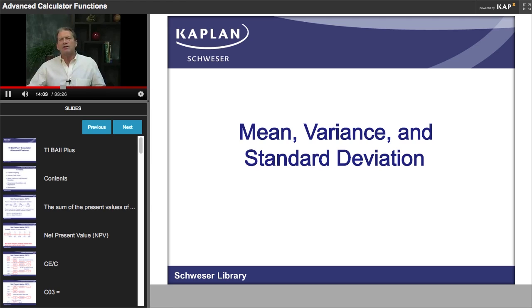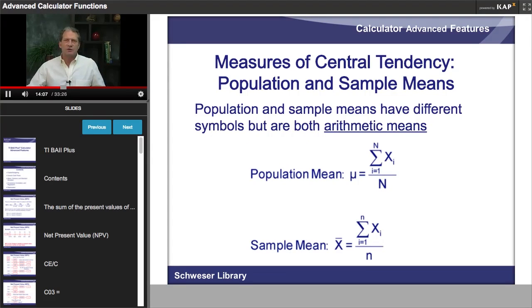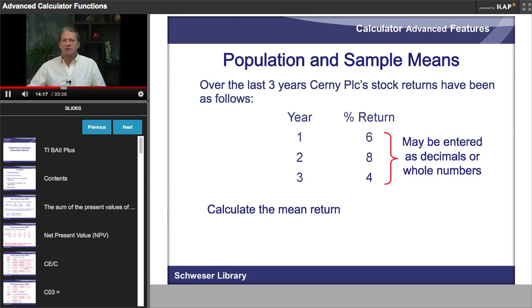So now let's take a look at some data entry and some statistical functions. We want to look at the population mean and the sample mean, which are the same. It's just the simple average of the values from our sample. And so our population and sample means, let's say we've got 3 years worth of data, a 6, an 8, and a 4. Well, we can pretty much do this in our head, but for more complex problems, you may want to use the calculator.